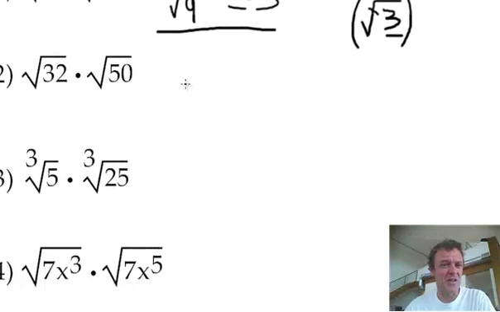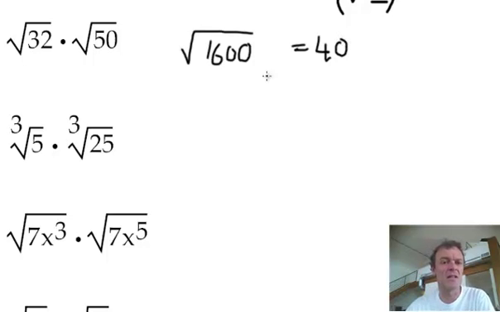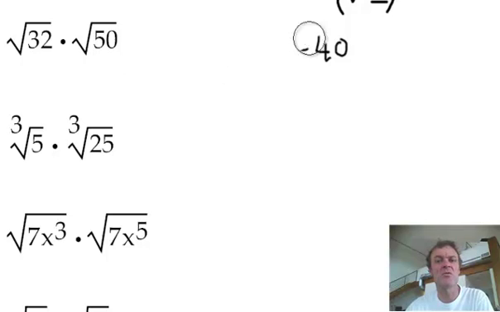Now this one, I mean 32 times 50 is 1600. On a calculator, the square root of 1600 is 40. But it may be that you don't just do it like that, and you do it like this. In other words, try and simplify those square roots first. So remember, I've kind of shown you how to do these.